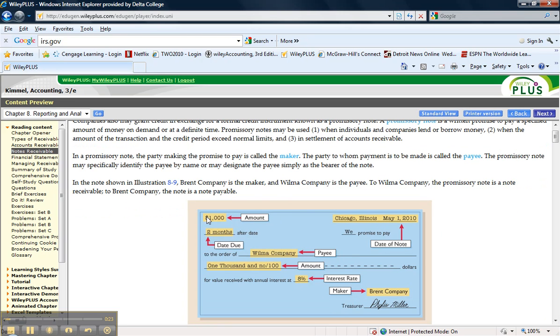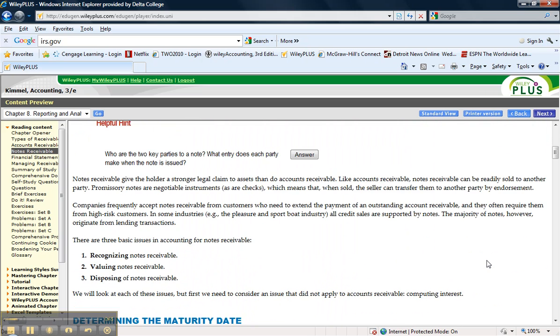There's an amount, a face amount. There's a length of time. When's it due? A maturity date. An interest rate. The maker of the note signs it. So there are components to a note that make it more substantial, I guess, than accounts receivable.